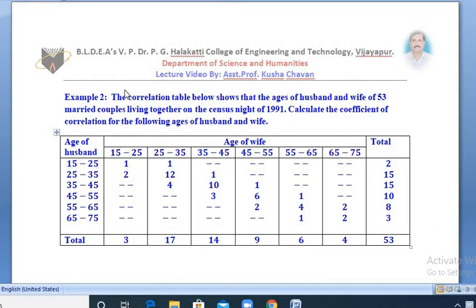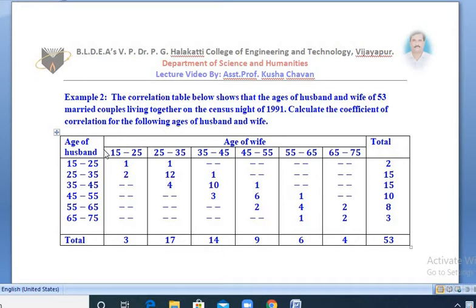Now I am taking one more example on module 4, that is the computation of Karl Pearson's coefficient of correlation. The example: the correlation table below shows the ages of husband and wife of 53 married couples living together on the census night of 1991. Calculate the coefficient of correlation for the following ages of husband and wife.